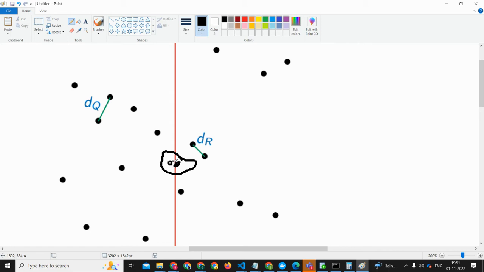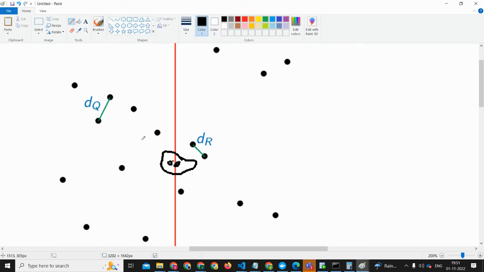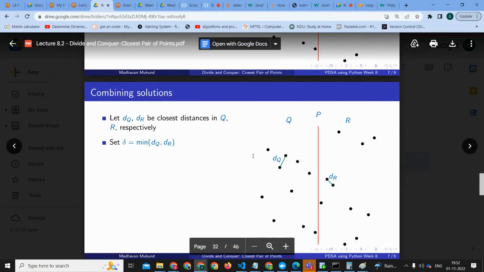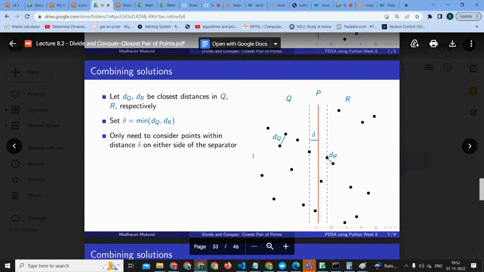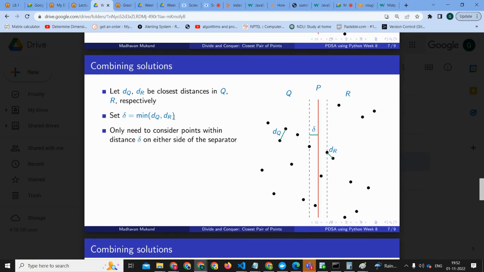Very good. So now, how do you find this? At the end, if you can see the big picture when the 40 points are together in a single image, single page, this should be the minimum. So how are we going to calculate this? That is what they are going to do. Delta is nothing but the minimum distance of DQ and DR.